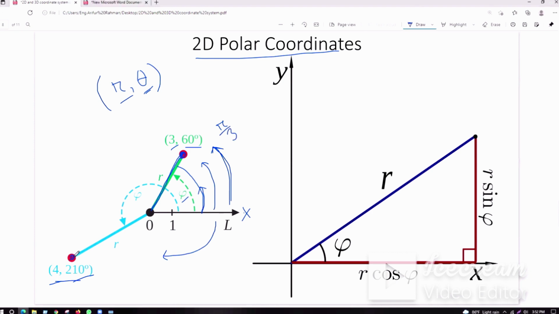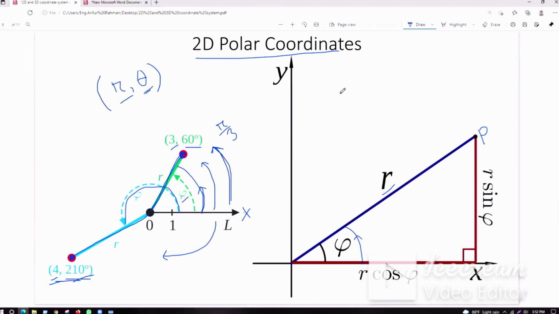Okay, if I refer to this point, then this length r, which is 4, is the modulus, and 210 degrees, this whole angle, is the argument here. So for any point P, we are going to mention two things: a pure number, which is called the modulus, and an angle created by the line joining the point along the positive direction of the x-axis, which is theta, which we call the argument.